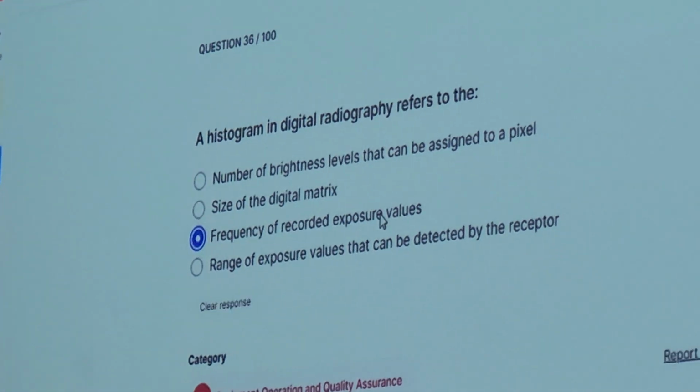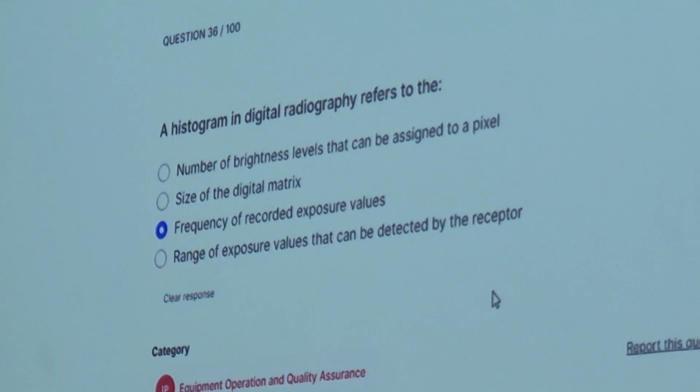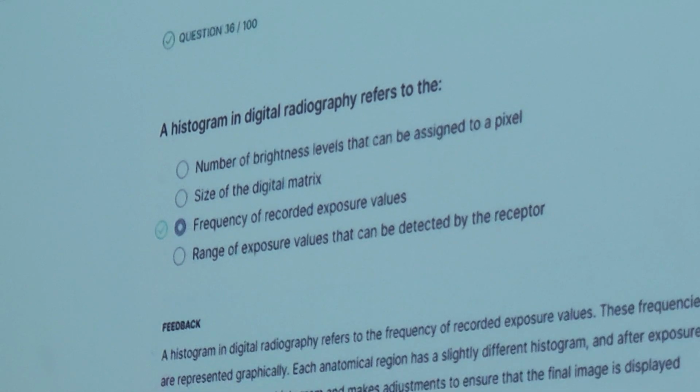Frequency of recorded exposure values. Okay, so in our histogram, what does the x-axis represent? Values of interest are located on the x-axis, but what is the x-axis representing? Exposure values, right? So you've got low exposures and high exposures. And what about the y-axis? Frequency, right? How many of them there are. So how many pixels have this exposure value? Very good. So that is our histogram.